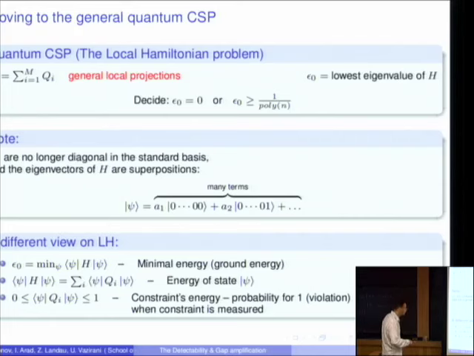So this expression here, which is always some positive number between 0 and 1, because remember that the Qi are projections, is called the energy of the constraint. Okay, this is the penalty that we get for violating this constraint on one hand, and it is also the probability to detect a violation if we actually do a physical measurement on the constraint. Okay. For people who don't know this bar notation, it's just a quadratic form.